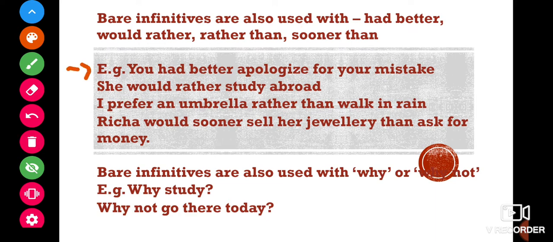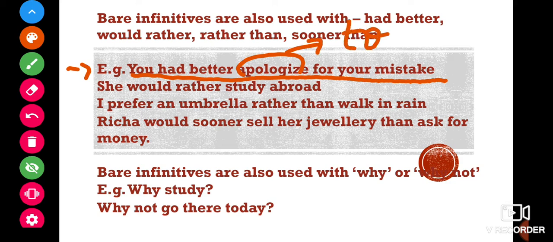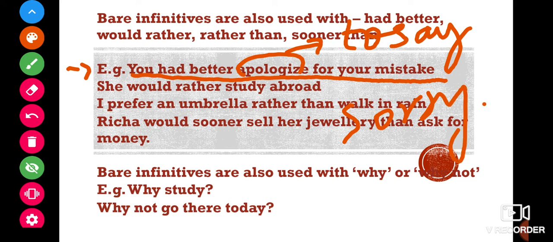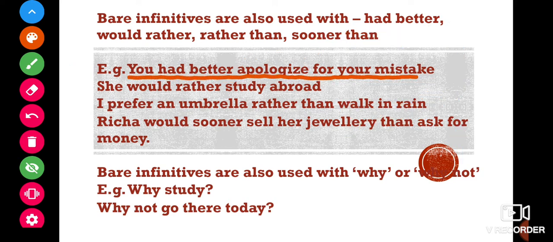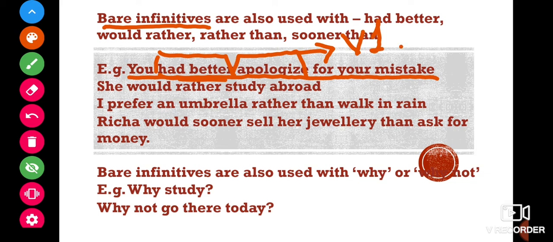Look at this example. You had better apologize for your mistake. That means, here apologize means to say sorry, or maafi mangna, right? So you had better apologize for your mistake. So we can see there is had better. With had better, bare infinitives are used. So apologize is the bare infinitive because it is in V1 form and it is followed by had better.